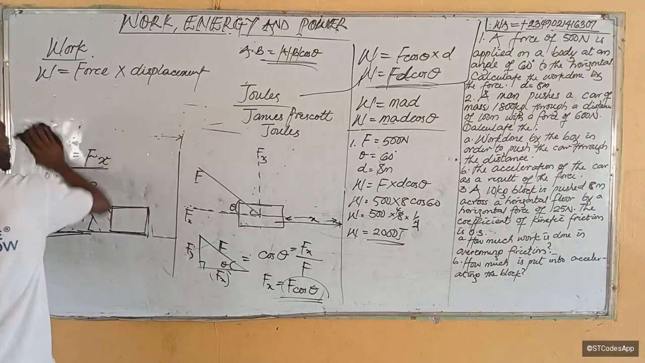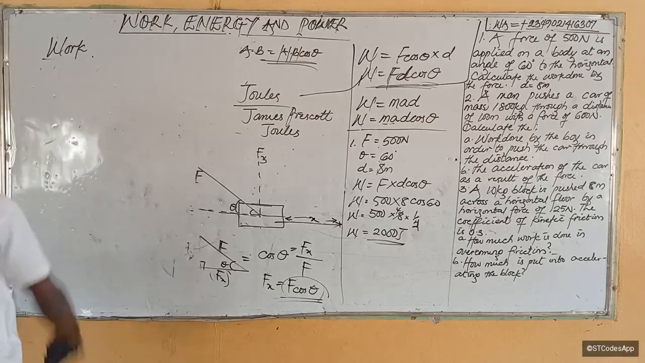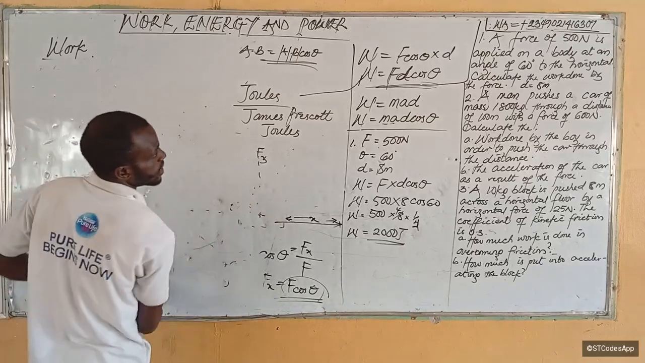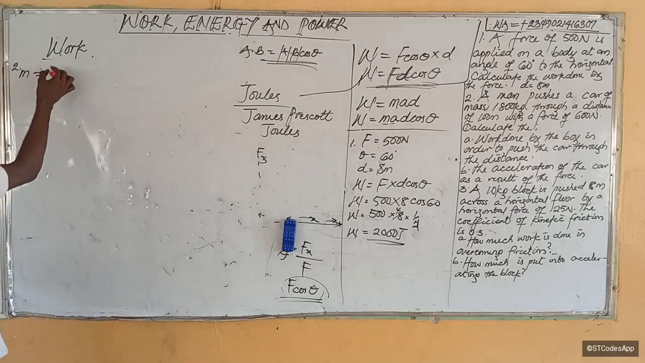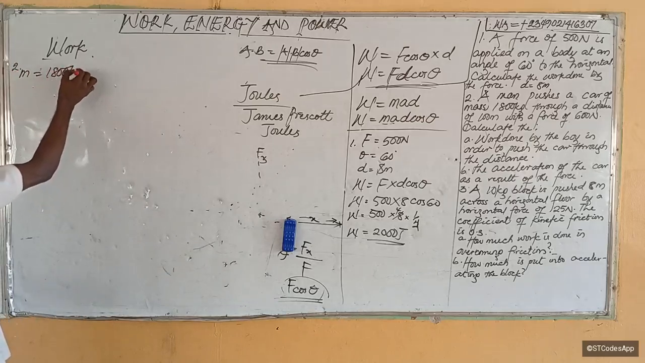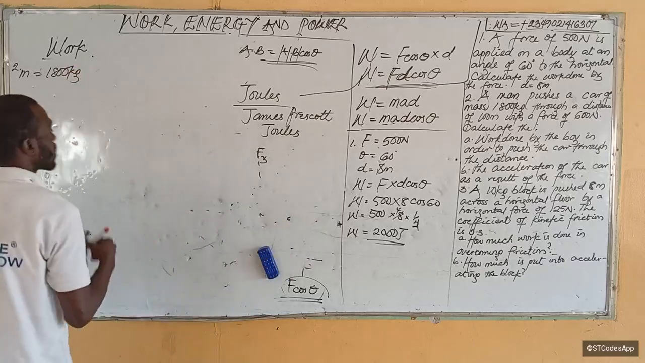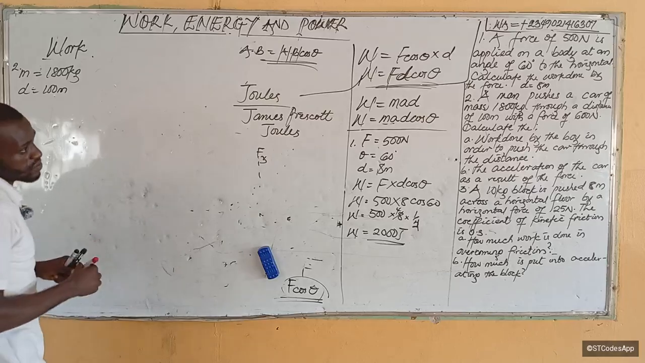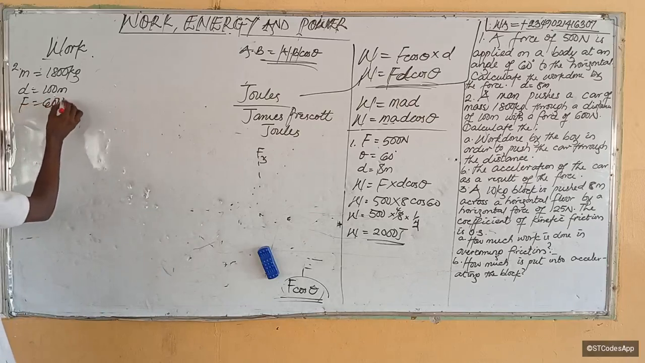So number 2 says that a man pushes a car of mass 1,800 kilograms through a distance of 100 meters with a force of 600 Newton. The mass of the car is 1,800 kilograms, the distance is 100 meters, and the force he applies is 600 Newton.